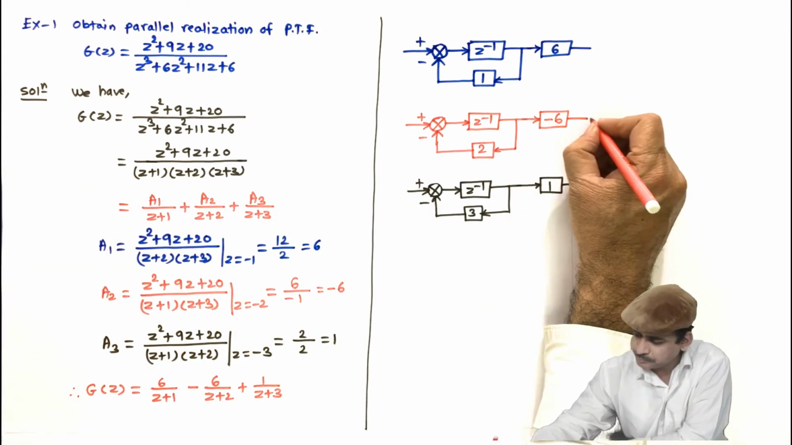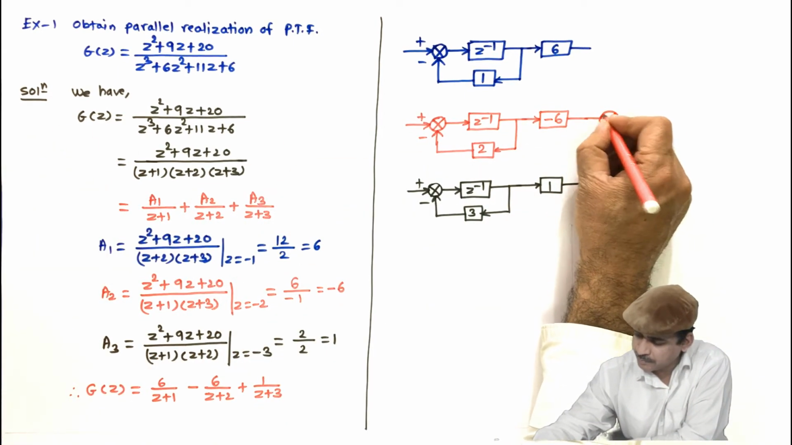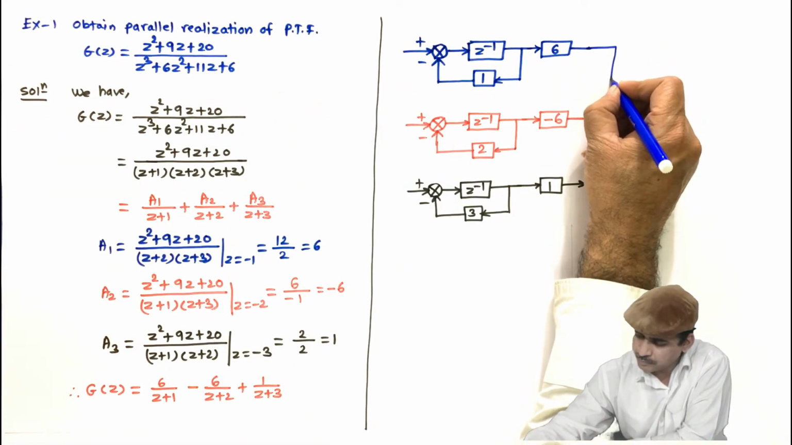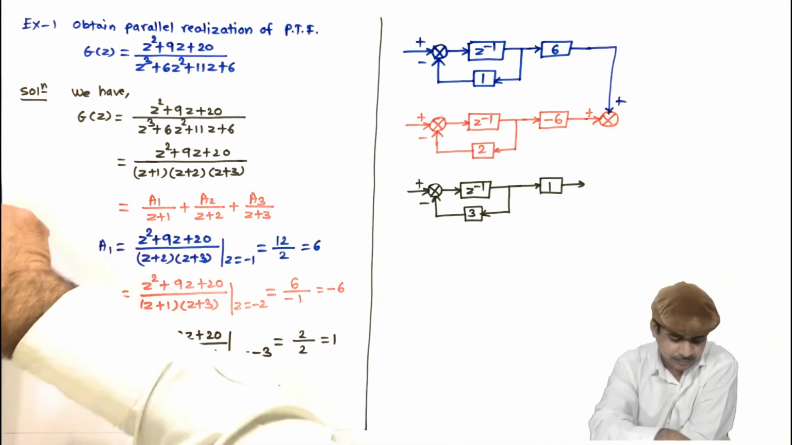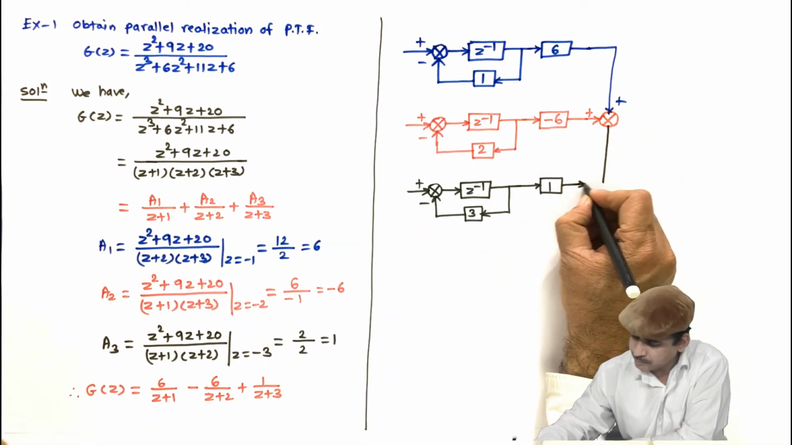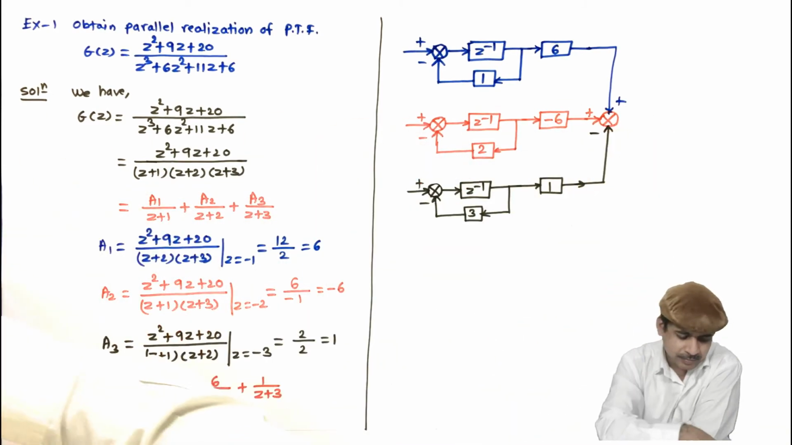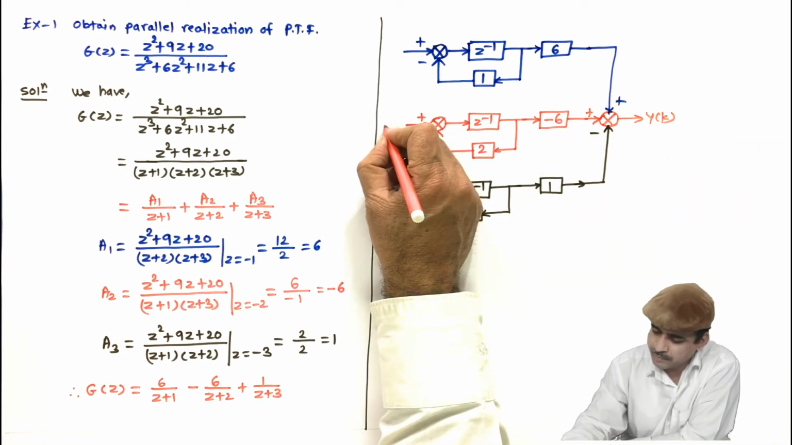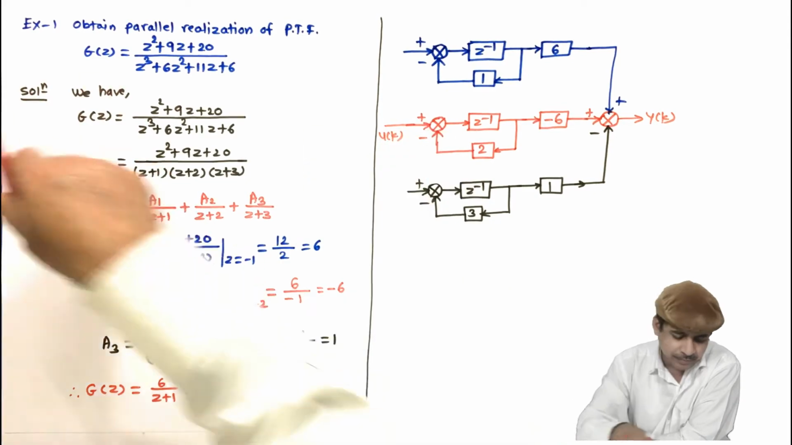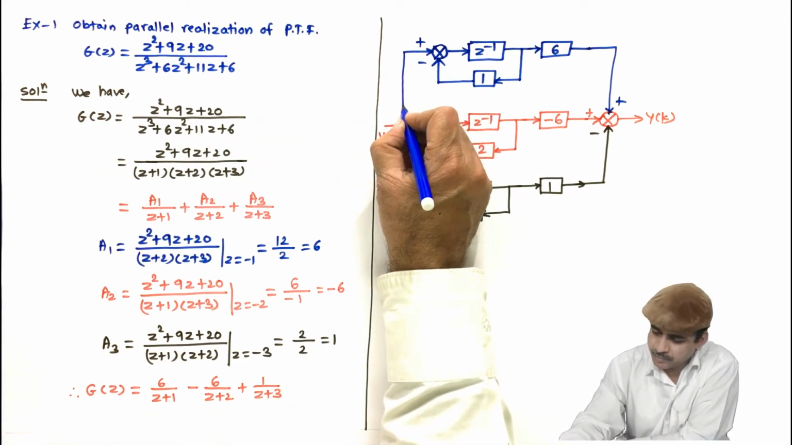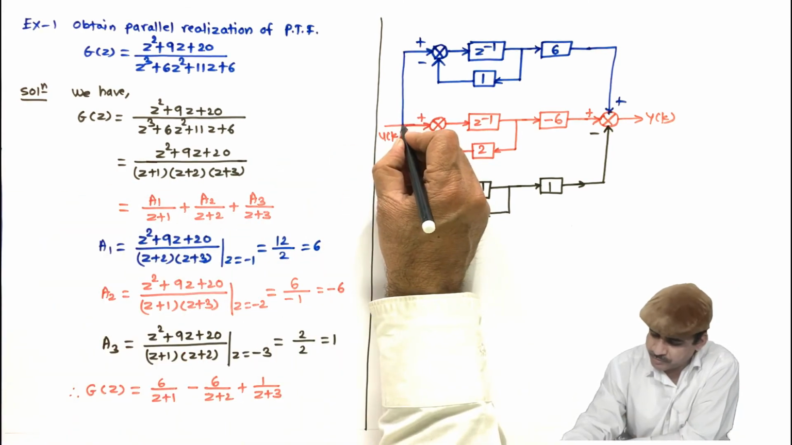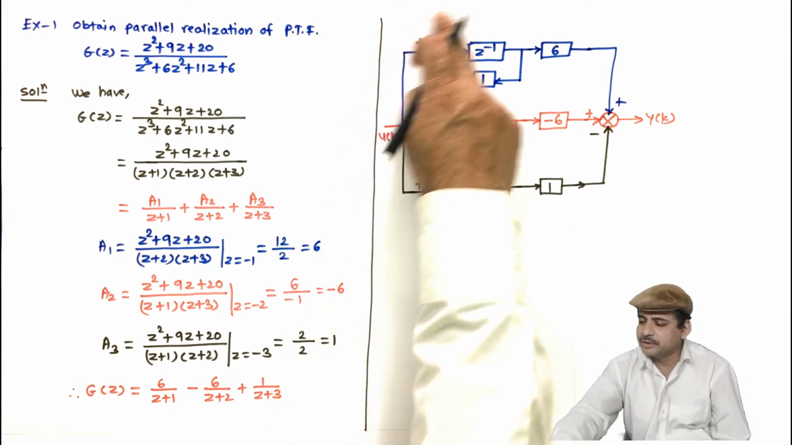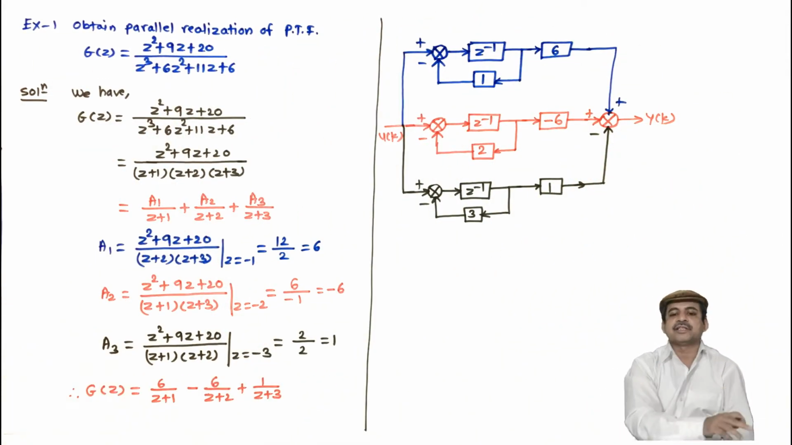And then all will be added together. This will be y of k, and this is u of k, which is applied to all individual subsystems. These are the individual subsystems, this one, and this one. So this is the parallel realization of given pulse transfer function.